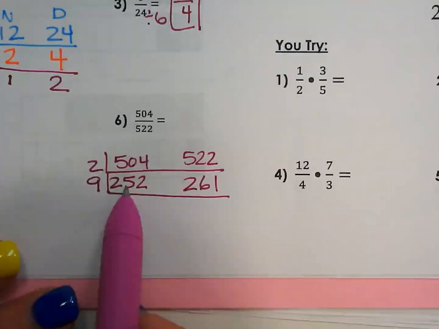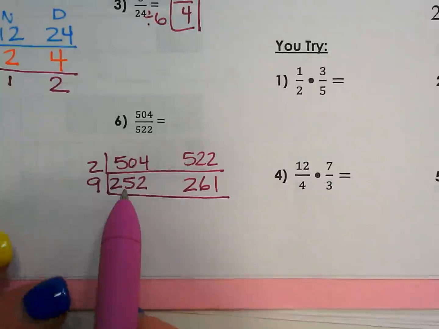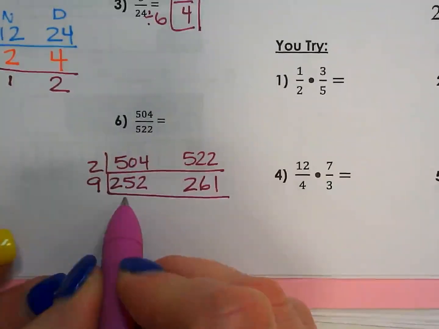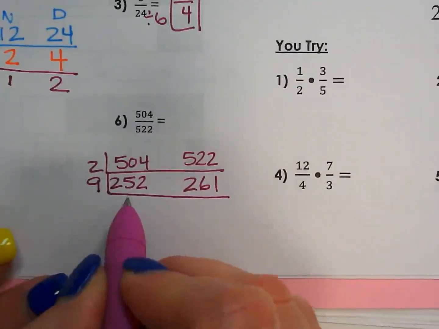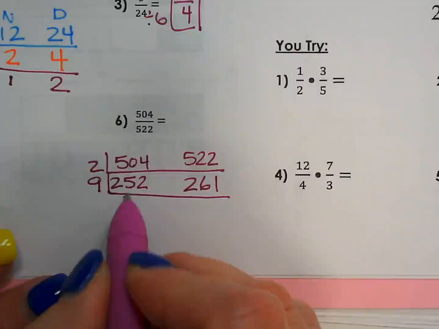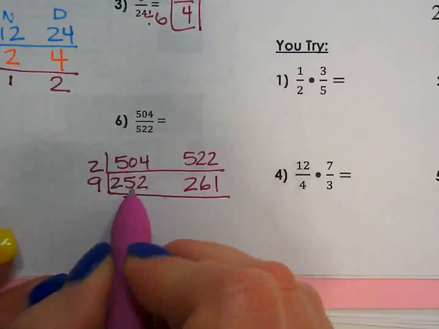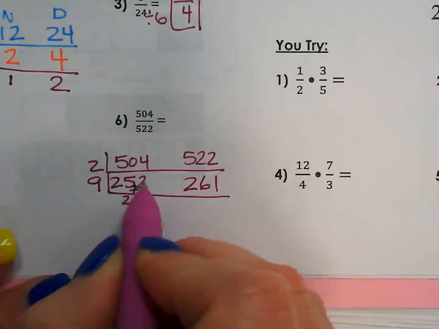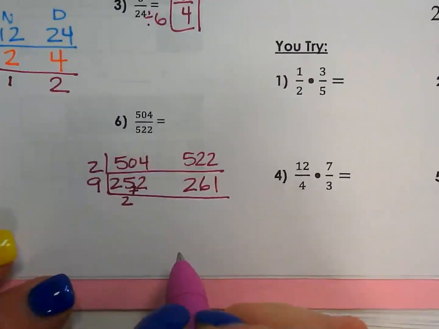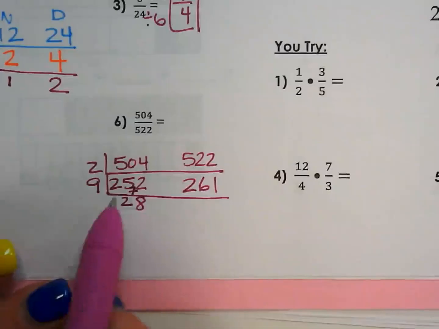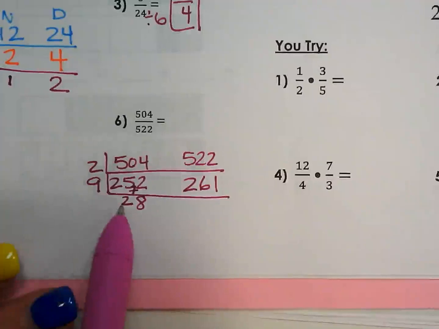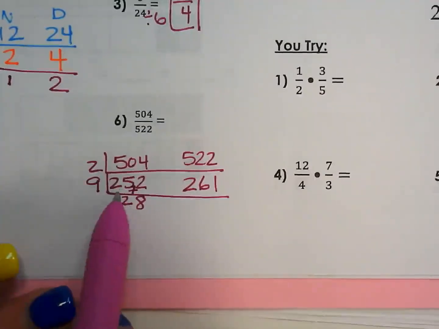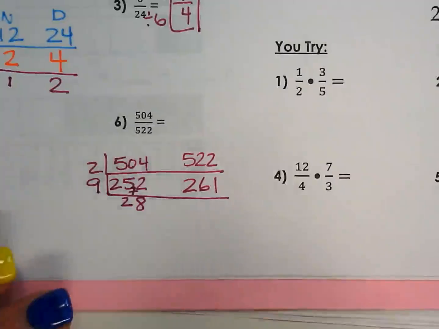9 goes into 25 how many times? 2. 2 times 9 is 18. How many are left over? 7. Put the 7 over here. Now you got 72. 9 goes into 72 how many times? 8. So what I did was, we knew that 9 times 2 was 18. I needed to get all the way to 25, so that left me with 7. 72. It's just doing long division shorthand.